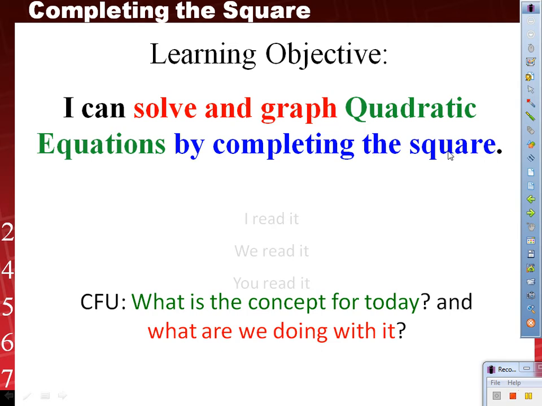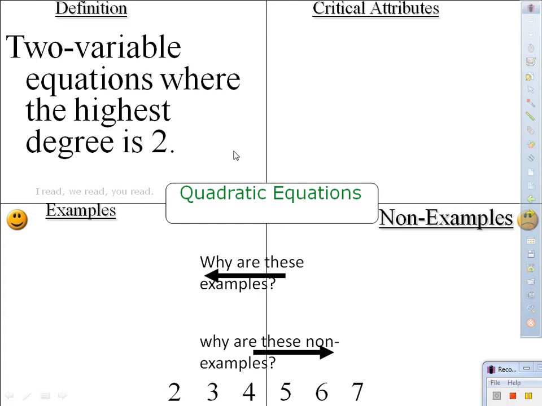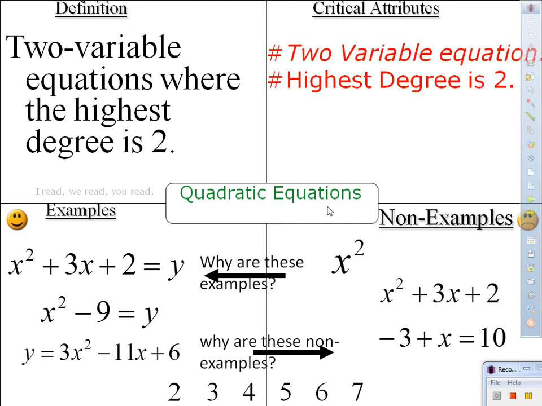Alright. So today's method is completing the square. Do we need a Frayer model for quadratic equations? No, we already know what they are. I gave you guys that yesterday. They are two variable equations with the highest degree 2. I gave you guys examples, non-examples, and hashtags.